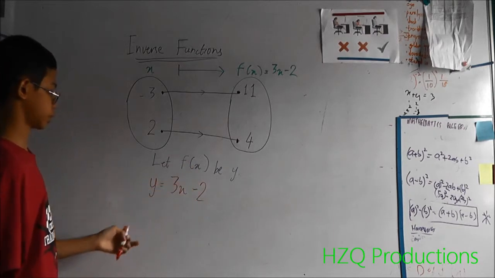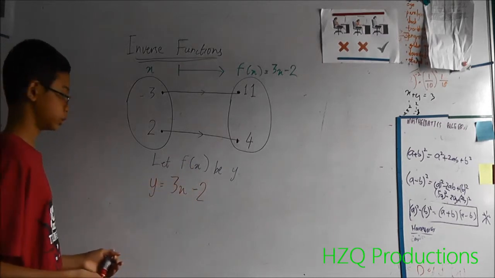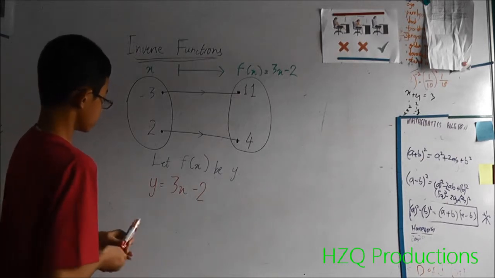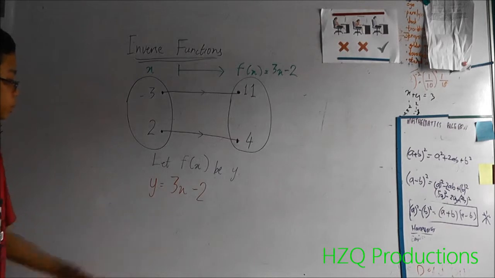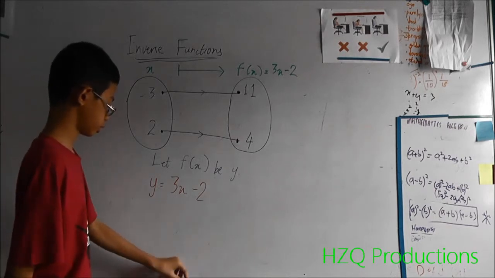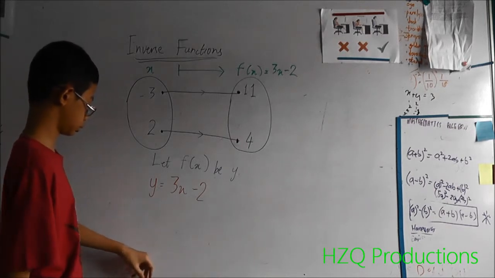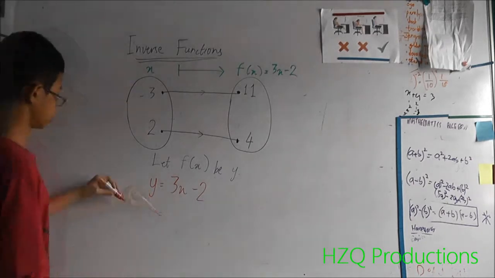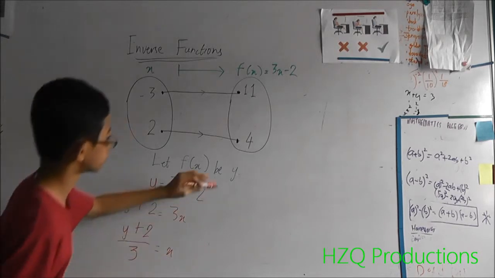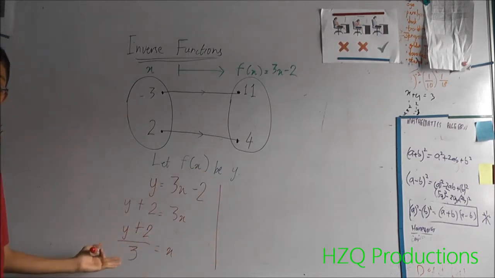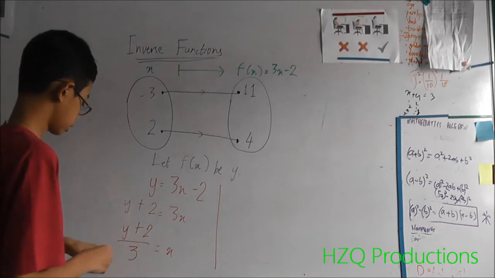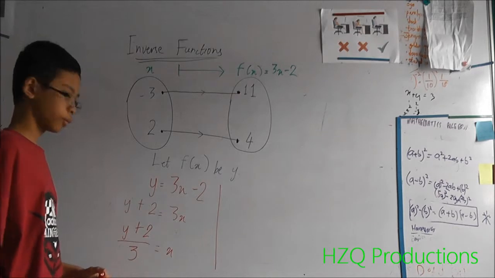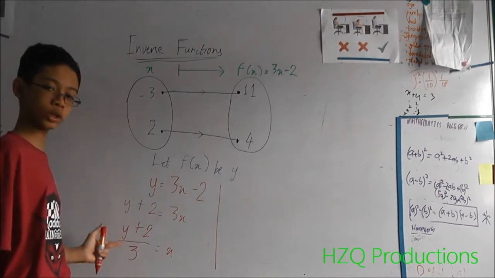Not 3x like the ones on other YouTube videos online. It's 3x minus 2. Okay, so y equals 3x minus 2. Now what? As simple as you learned in primary, make x the subject. Then what happens? We are not done yet. You want to convert y to x. But why do you have to change y to x?